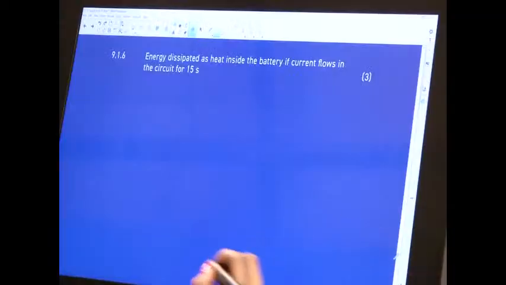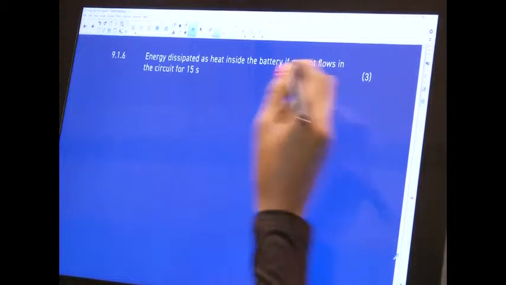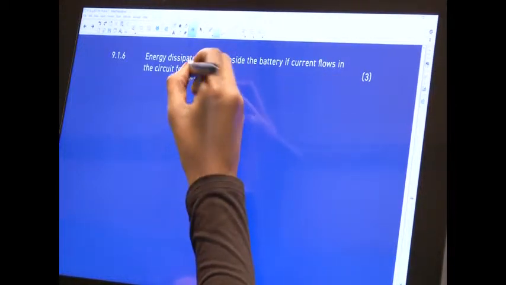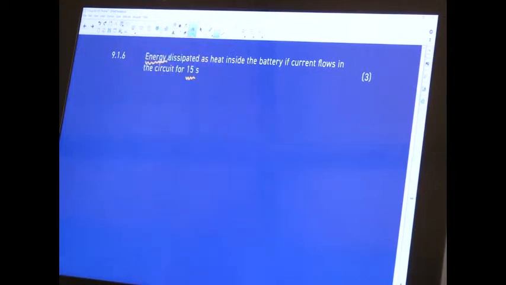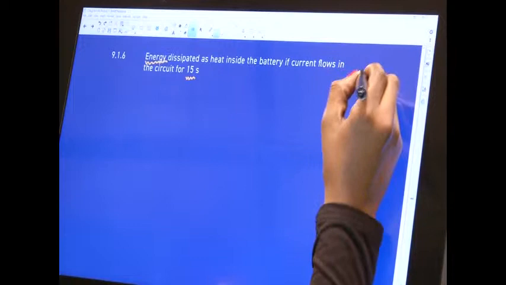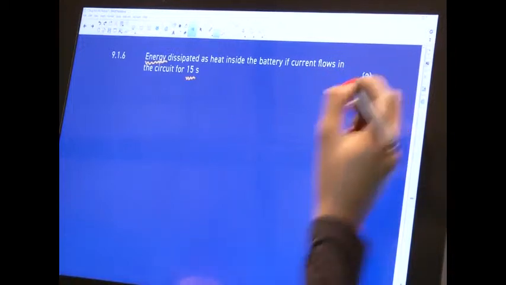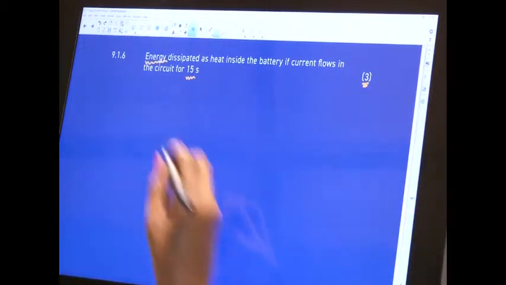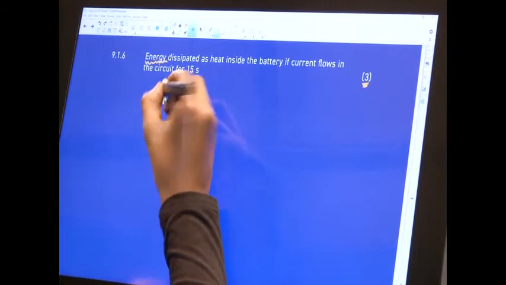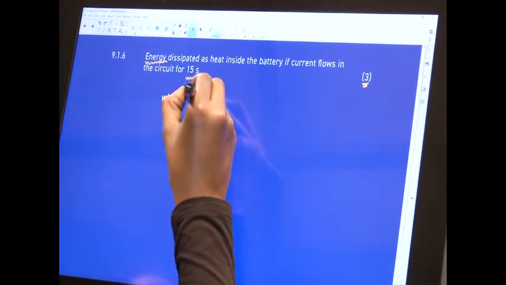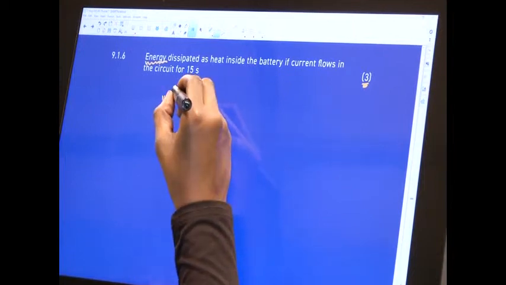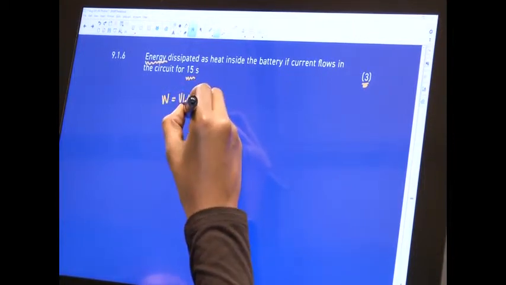So number 9.1.6, they say energy dissipated as heat inside the battery if current flows in the circuit for 15 seconds. So we must calculate the energy that would be dissipated as heat inside the battery if it flows for 15 seconds. Now, this one is for 3 marks. So now, the one that I would use will be W is equal to VIΔt. Remember, this V is the one inside the battery.